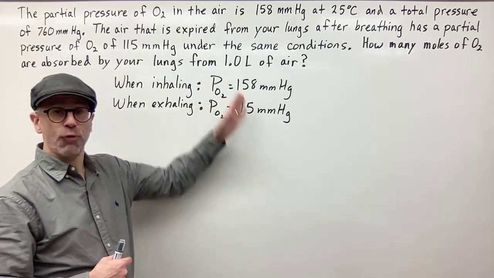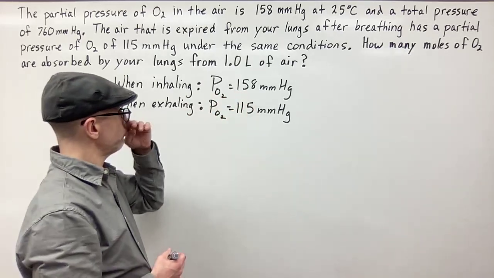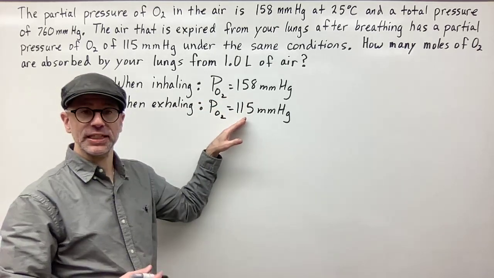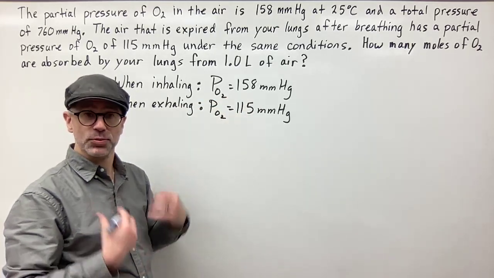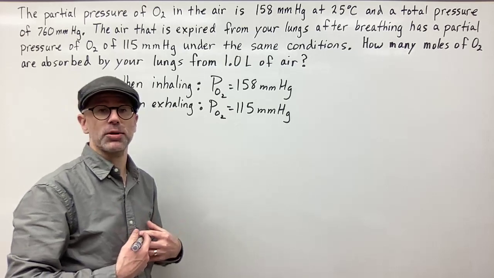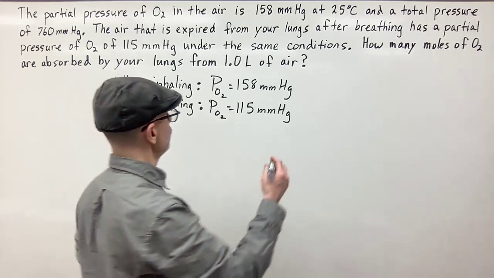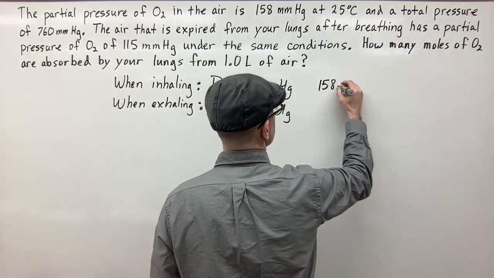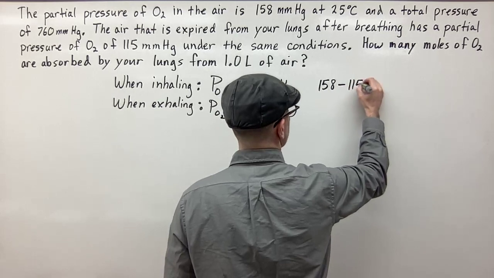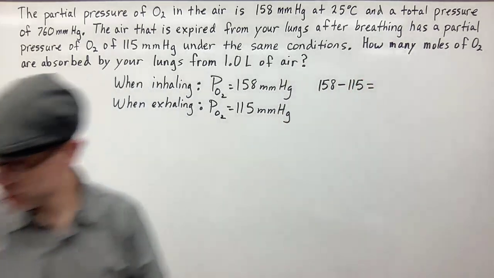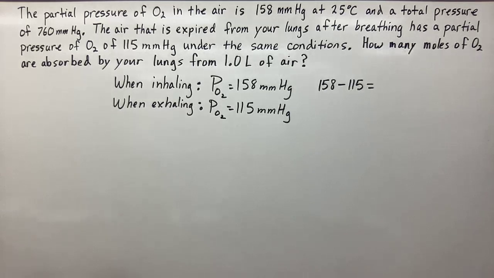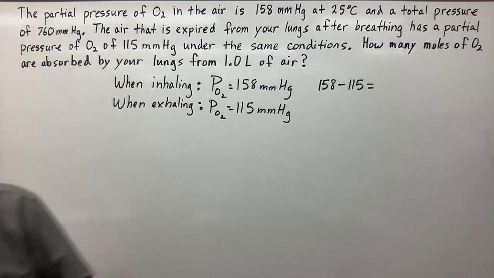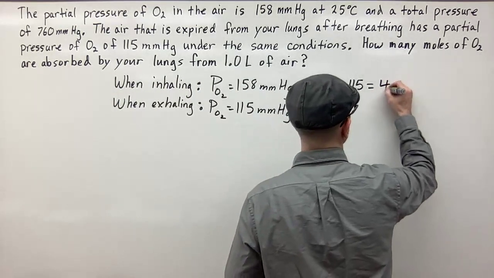So we can figure out the amount of oxygen that was absorbed by your lungs by subtracting out the before and after. So before it was 158, after is 115. So the difference is what was absorbed by your lungs. So let's figure out that pressure amount. So 158 minus 115 gives us 43 millimeters.